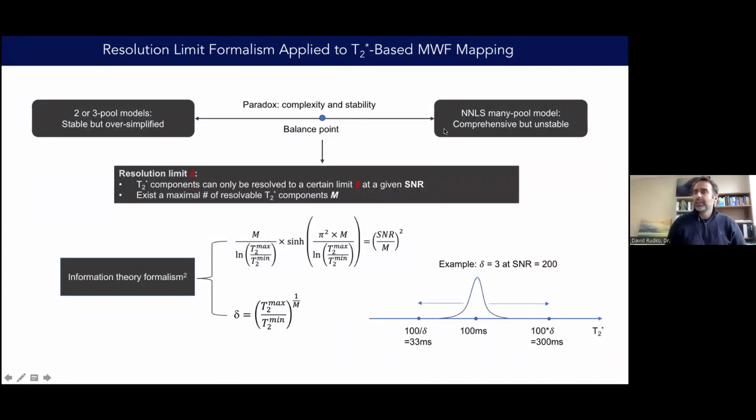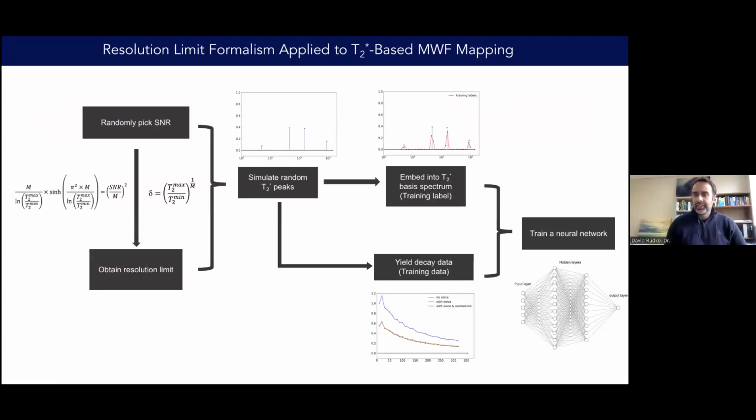So this is just a diagram of the resolution limit formalism. Basically, what we're trying to do is a balance between the stability but oversimplified 3-pool model and the comprehensive but unstable traditional NNLS. And I described this information theory formalism, so I'm not going to really belabor that. But I think this slide, which Kevin produced, is helpful to understand what happens. You use information theory to pick the number of resolvable peaks and the corresponding resolution limit. That is the spacing between the T2 star peaks in the spectral domain.